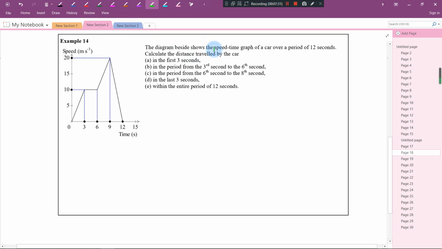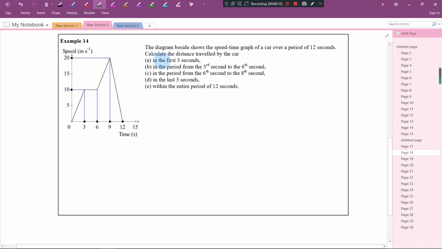The diagram beside shows the speed-time graph. You have a speed against time graph of a car over a period of 12 seconds. Calculate the distance traveled by the car. When you have a graph of speed against time and you want to find the distance traveled, remember, area under the graph. But before you start to find the area, make sure these two have the same units. If this is seconds, here must be seconds. If this is minutes, here must be minutes. Since this is seconds also, it will be easier. We don't have to do conversions from one unit to another.